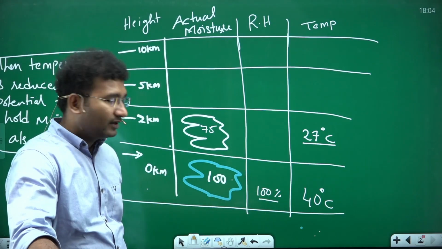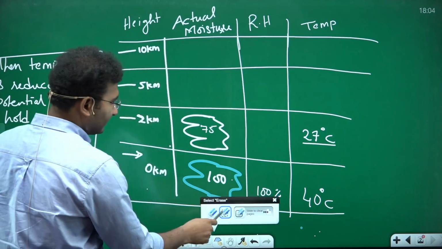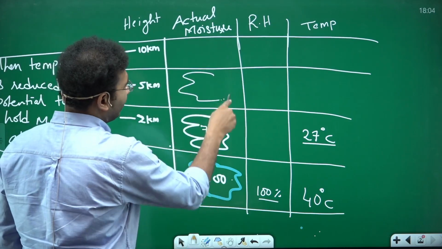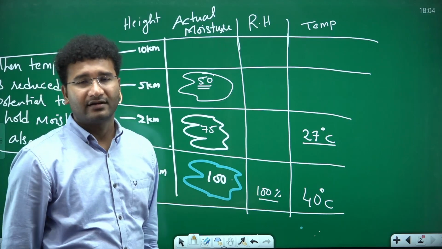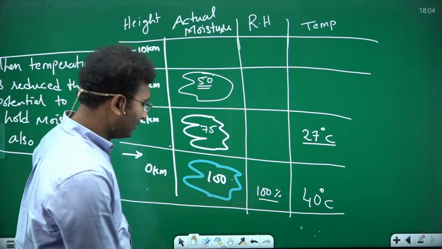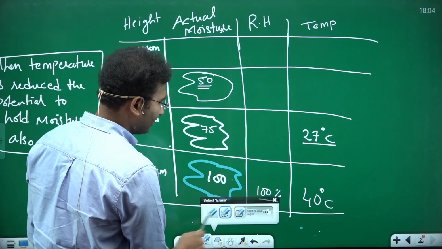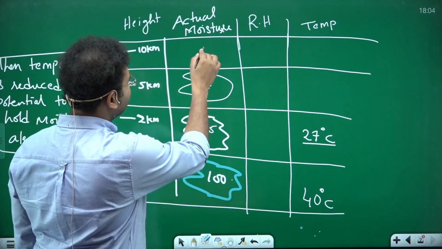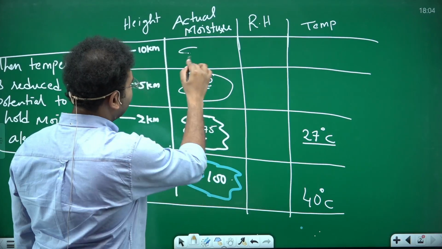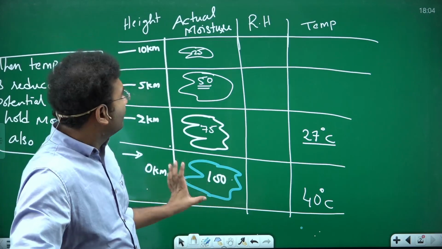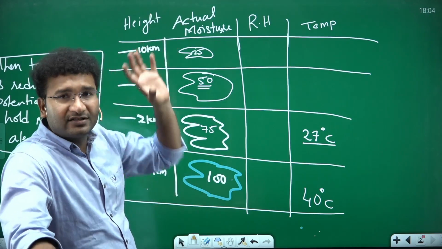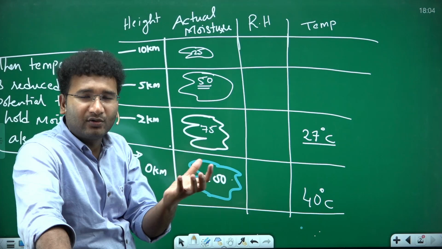Likewise, in other words, I can say that as you are increasing the height, only 50 units is the moisture that it can hold. Right? As you are decreasing the temperature, only 50 units is the moisture that it can hold. Likewise, if you are reducing, only in this particular air, only 25 units of moisture it can hold. So as you are decreasing the temperature, the moisture holding capacity of the cloud will be reduced.